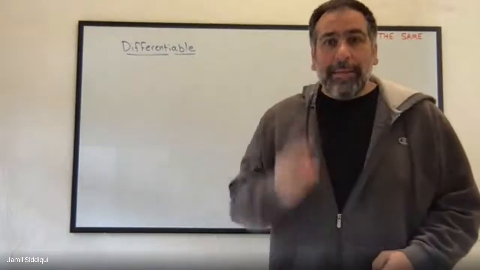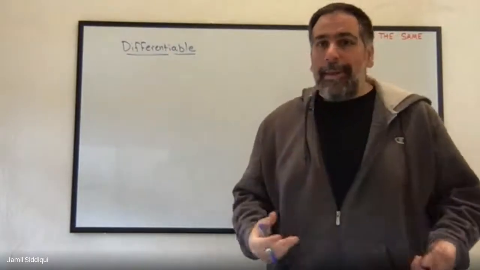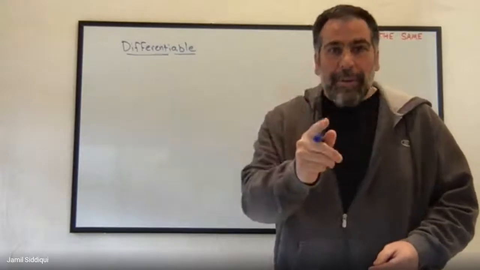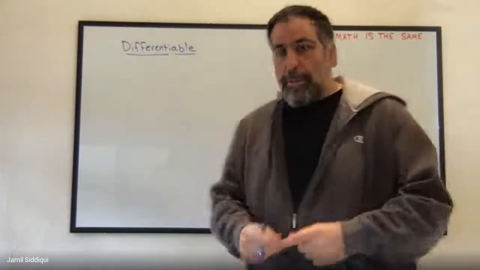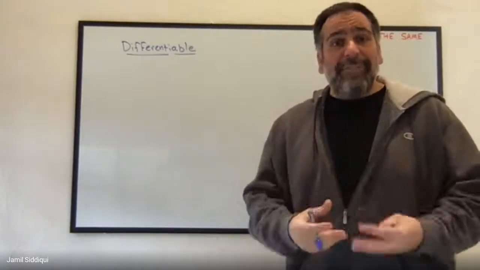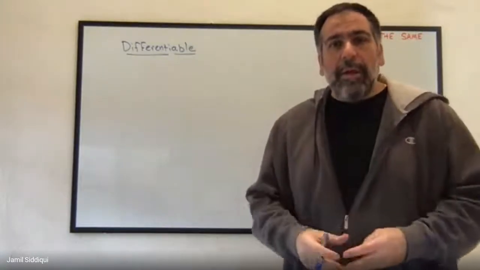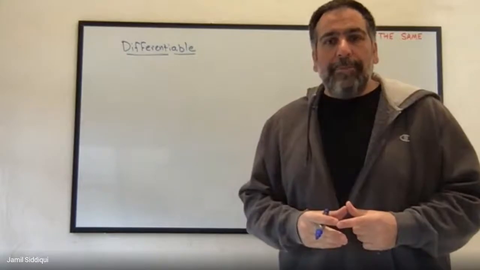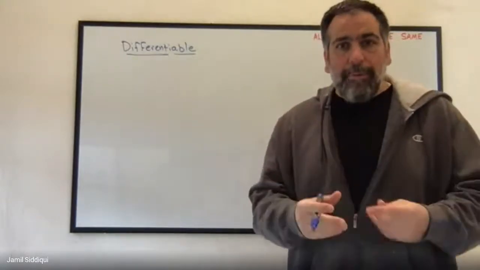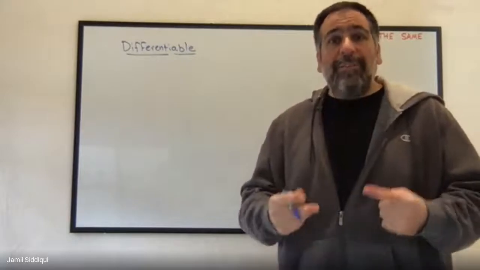In mathematics, when you're able to be different, all that means is you're able to change. And if you can change, then you have a derivative. So the word differentiable is all about finding out whether or not your function has a defined derivative at a certain value. So we want to look at a couple of examples today and figure out what prevents a function from being differentiable. In other words, what prevents a function from having a slope?